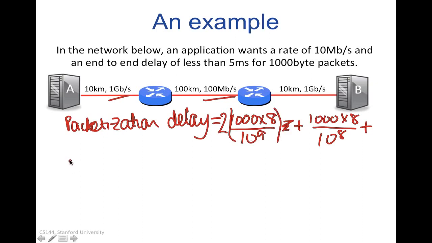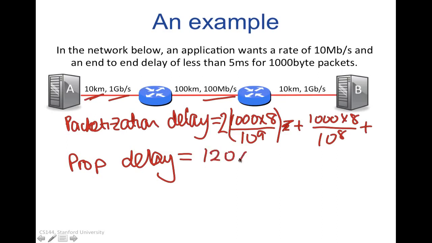And then I've got the propagation delay along all of these links, which is going to be the length of the link, which is 10 kilometers, divided by the rate. So I've got 120 kilometers in total, so that's 10 times 10 to the 3 meters, divided by the propagation speed, which I'm just going to assume is 2 times 10 to the 8 meters per second.